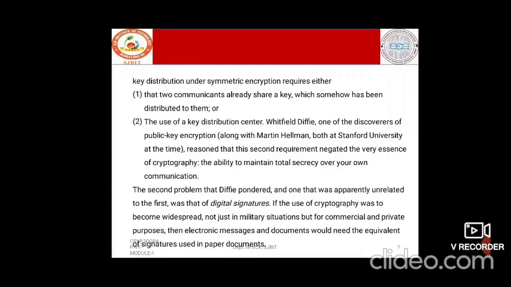Some terminologies. Before we start with the principles of public key crypto systems, we must know some of the terminologies related to asymmetric encryption. One such terminology is asymmetric keys: two related keys, a public key and a private key, that are used to perform complementary operations such as encryption and decryption, or signature generation and signature verification.